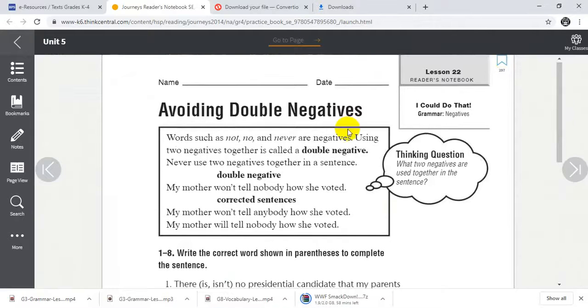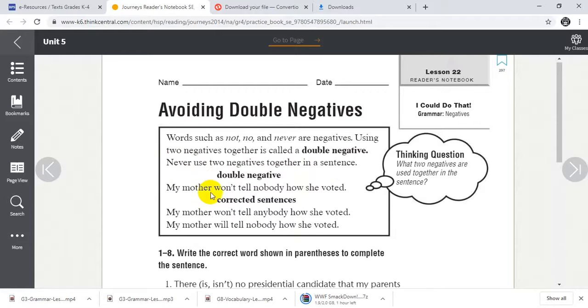So here we're talking about avoiding double negatives, not to do two negatives in one sentence. Words such as not, no, and never are negative. Using two negatives together is called a double negative. Never use two negatives together in a sentence. Okay?